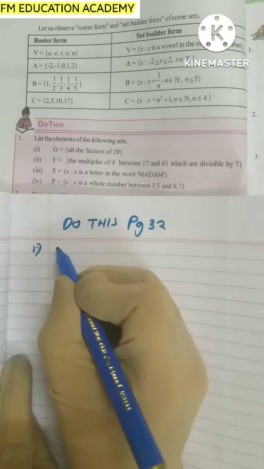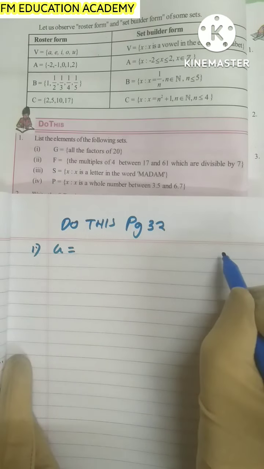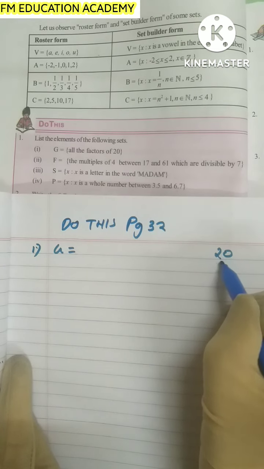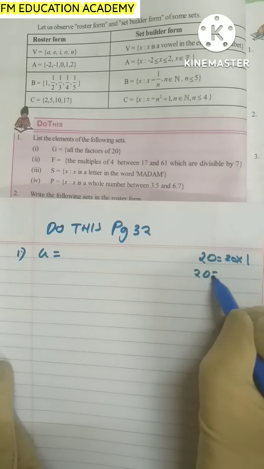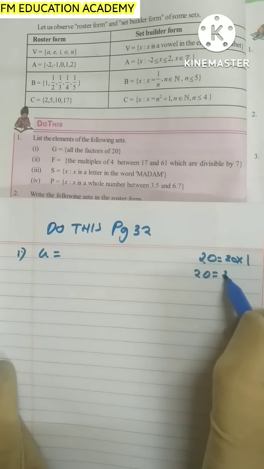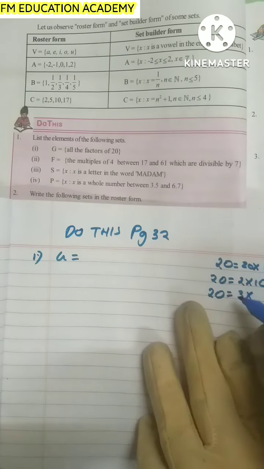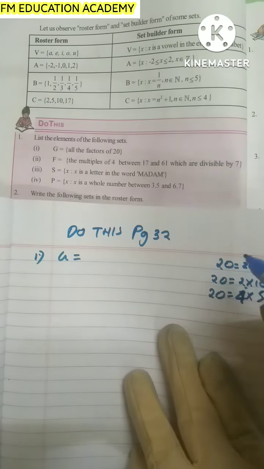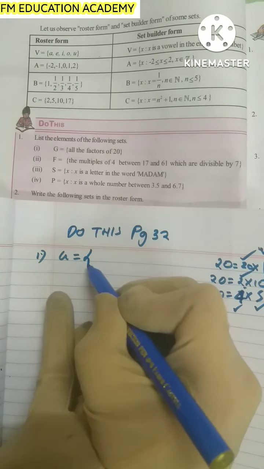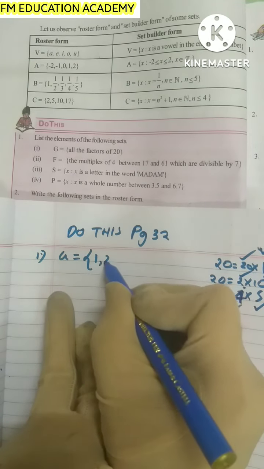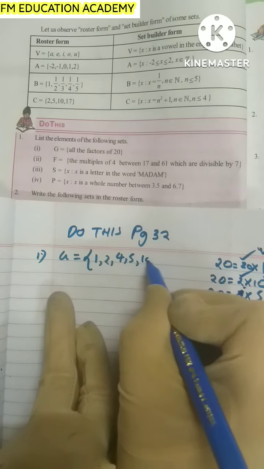List all the elements of the following sets. G is equal to all factors of 20. See, 20 can be written as 20 into 1. 20 can be written as 2 tens are 20. 20 can be written as 4 into 5. So we can say 1 is a factor of 20, 2 is a factor of 20, 10 is a factor of 20, 4 is a factor of 20, and 5 is also a factor of 20. So all factors of 20 in increasing order we will write: 1, 2, 4, 5, 10, 20.